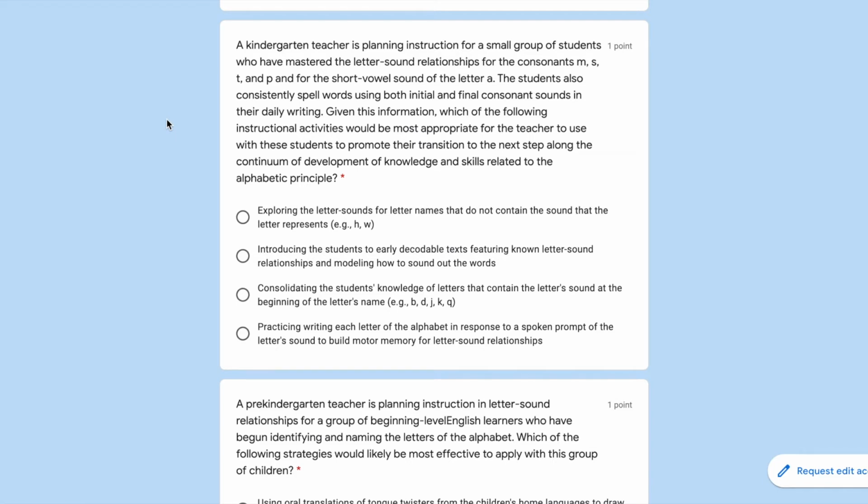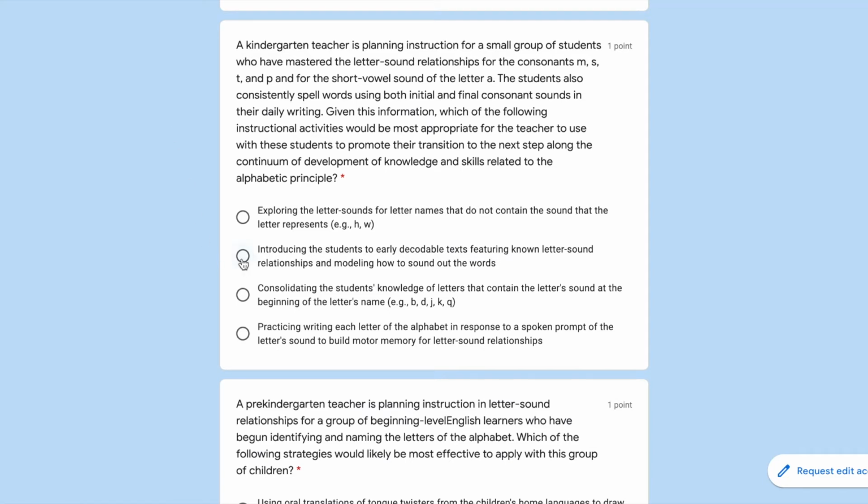Number 3, consolidating the student's knowledge of letters that contain the letter's sound at the beginning of the letter's name, for example, B, D, J, K, and Q. And then lastly, practicing writing each letter of the alphabet in response to a spoken prompt of the letter's sound to build motor memory for letter sound relationships. Pause it, ask yourself, what would you choose?